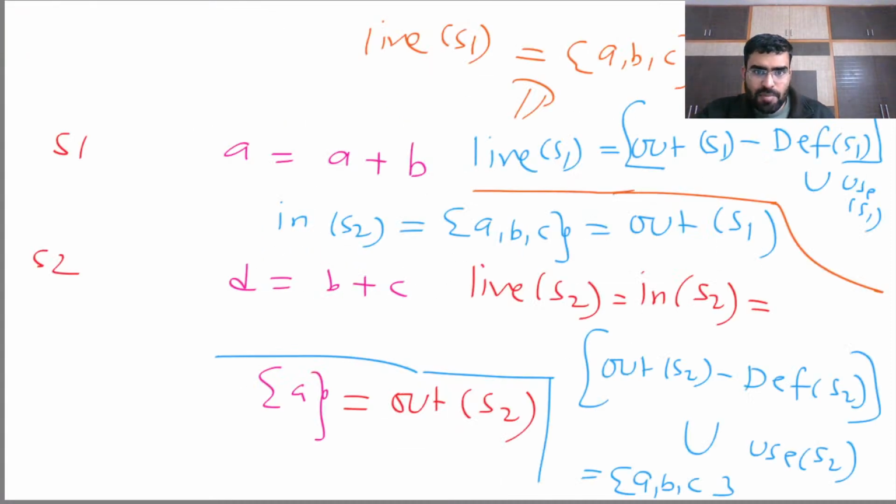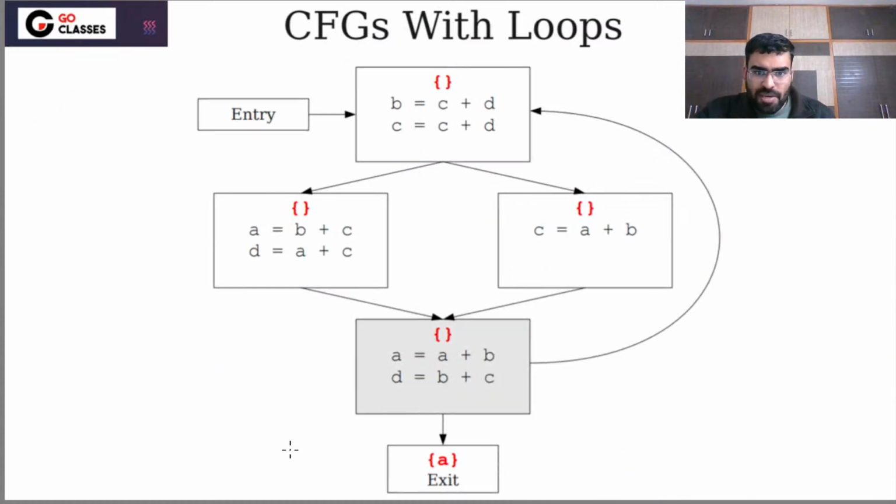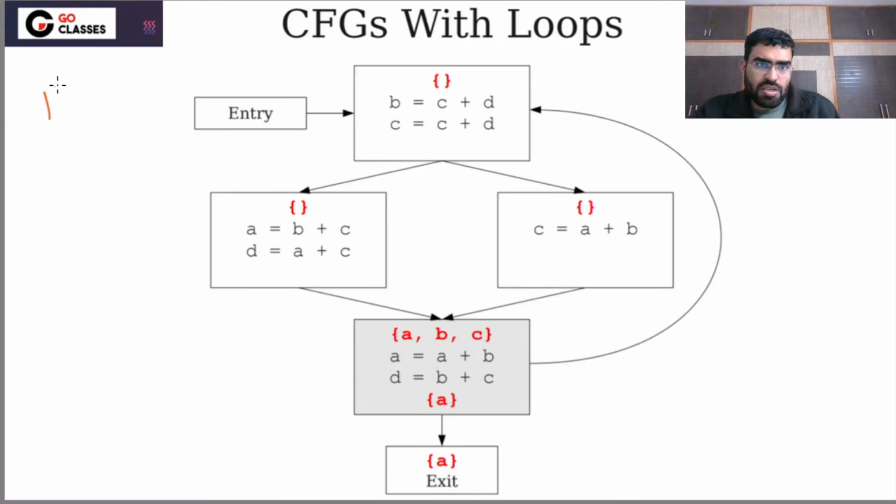Now tell me, we are going in the backward direction. This is the first pass. Remember, we are making the first pass. This is the initial situation, and now we are starting the first pass. Right now only the first pass is going on. So what will be live here? Can anyone tell me? In the first pass, what will be live at this point?